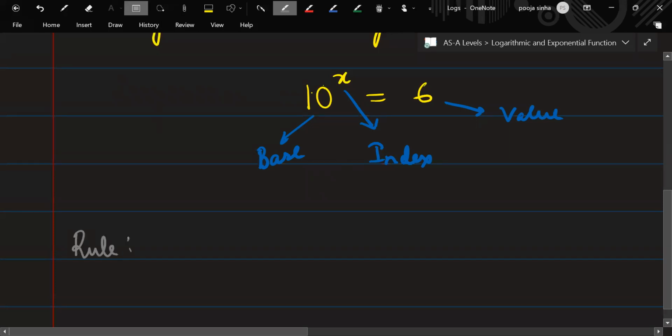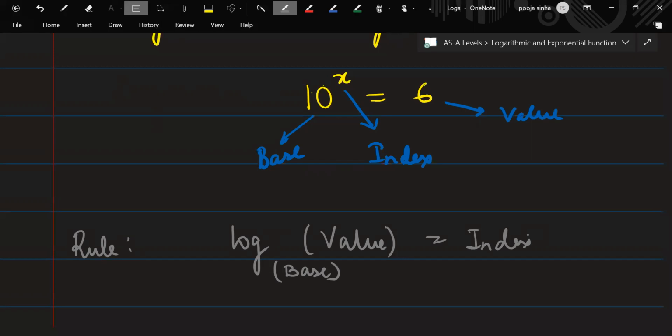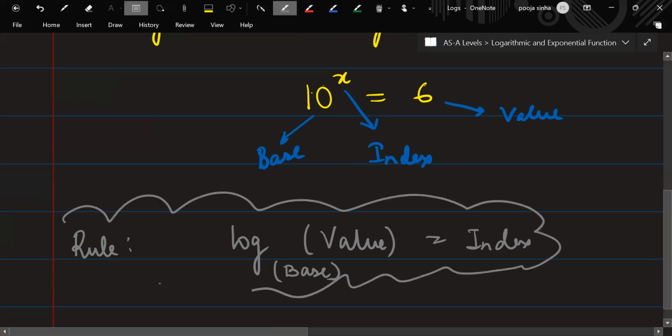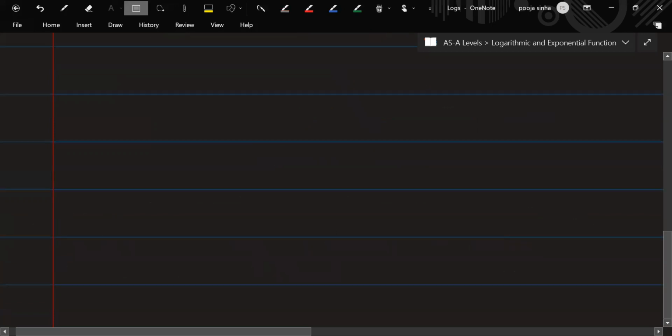The rule tells me that in log, you need to write the base here, whatever is the base of that particular value. The answer will be the index. Got it? That's the rule: log of that value with that base is equal to the index. Is this part clear?